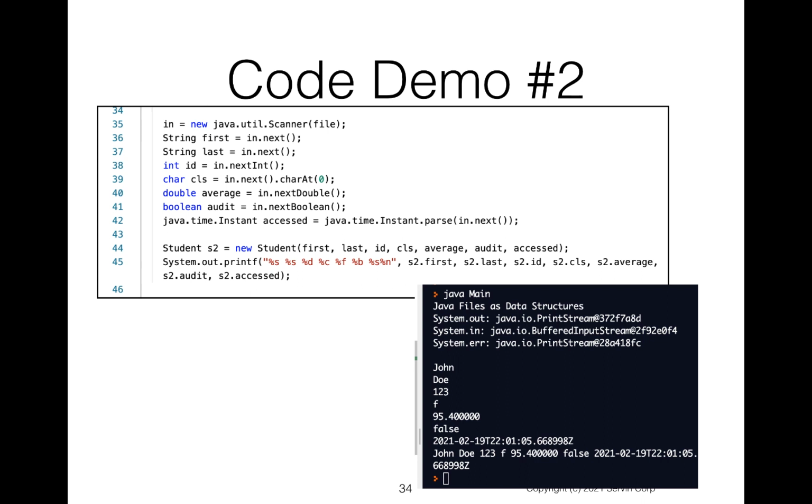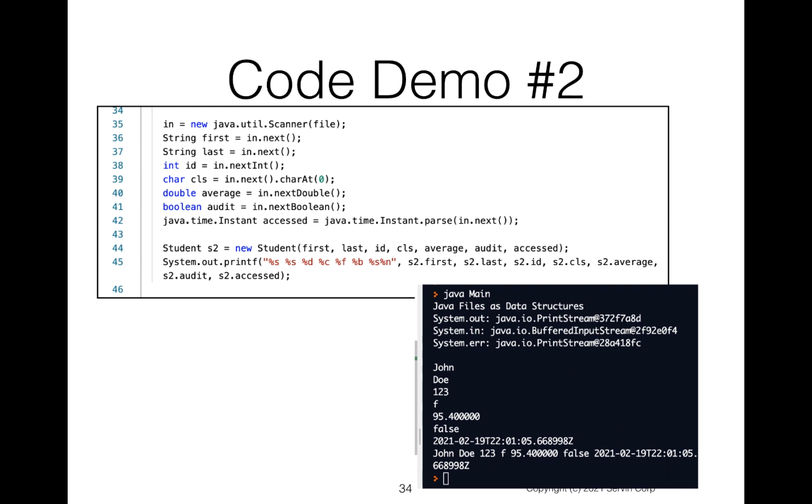Then at 38, I get the n.nextInt to get the next integer. At 39, notice I get a string. I have to do an n.next, get the string. However, I don't want the string. I want that character because I know it's going to be an F if it's a freshman or S for sophomore. So I do the charAt index 0, and at line 39, that's going to give me the character. Then at line 40, I do a nextDouble to get the average. Then at line 41, the nextBoolean to get whether the student is auditing the course or not.